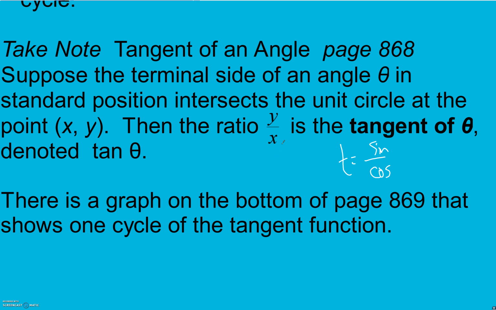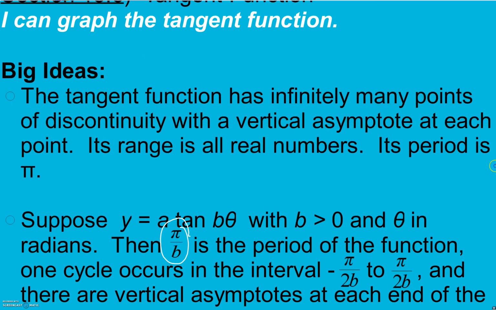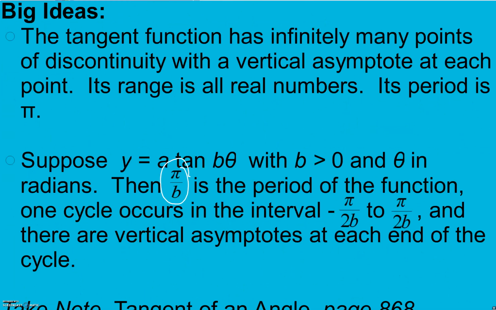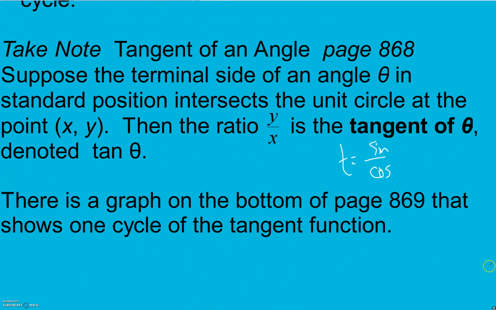There's a graph on the bottom of page 869 that shows one cycle of the tangent function. So it looks very different than our sines and cosines. That's because here it's the ratio of the two. So as sine changes, so does cosine, and so does the ratio between them. And it's going to be very different than that circle because it's not just a point on the circle. It's the ratio of the two values.